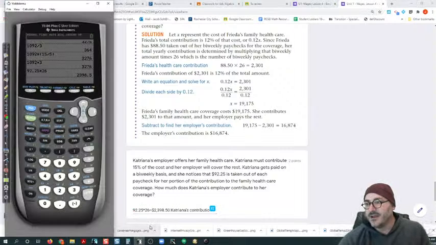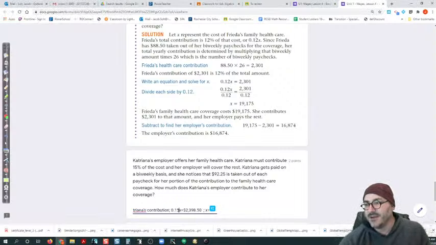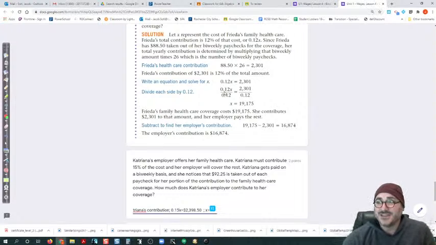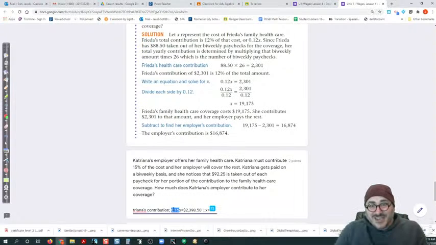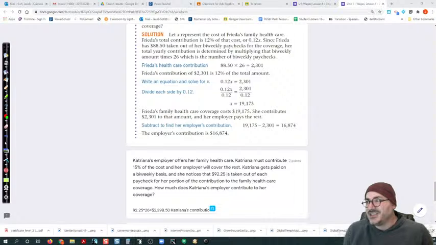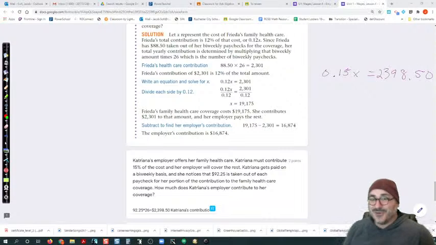Just like they divided by 0.12 on both sides of the equation to get X by itself, that's what I'm going to do here. I'm going to divide by 0.15 on both sides of the equation. I don't need to write it out because this is just a one-stepper, but I know that some of you are not yet comfortable with this stuff. And there I go, getting ahead of myself.